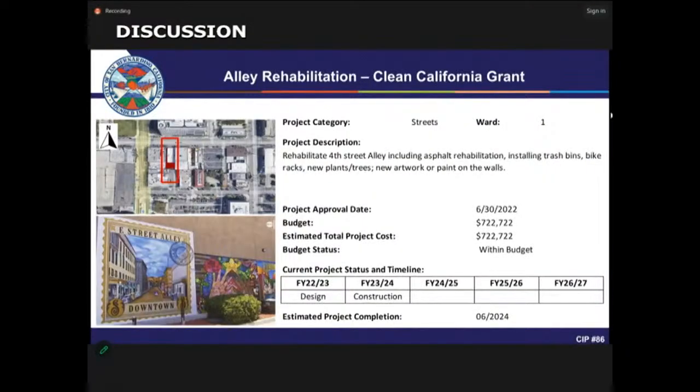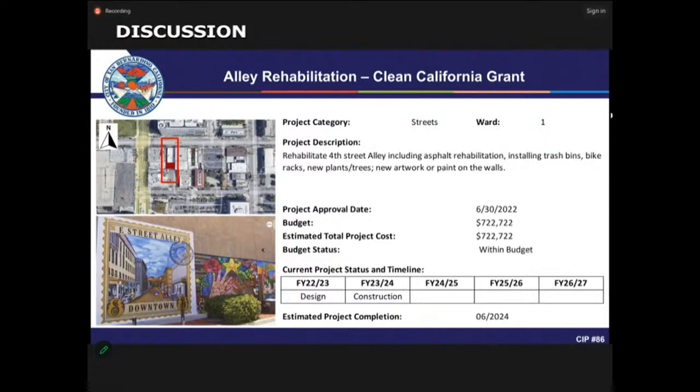Next project is alley rehabilitation. This is a Clean California grant. There is Caltrans Clean California Phase 1 improvements as part of this project. Proposed improvements include rehabilitation of 4th Street Alley, including asphalt rehabilitation, paver construction, beautification, irrigation, and new plants and trees, and new artwork as part of the project.